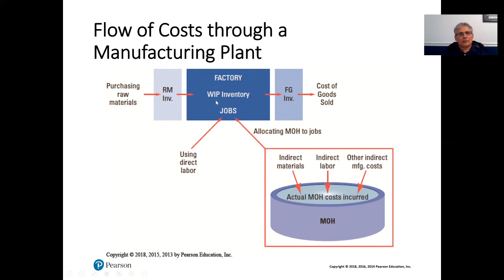So we're going to take our raw materials, we're going to add the direct labor and our manufacturing overhead costs. All these three are going to come into the work in process. Once the item is finished, it will go into finished goods inventory. And then when it's shipped out and sold, it's going to go to the cost of goods sold.